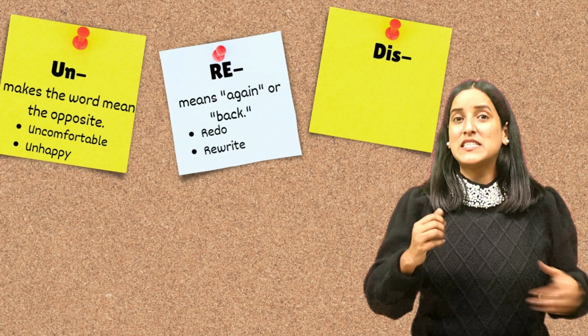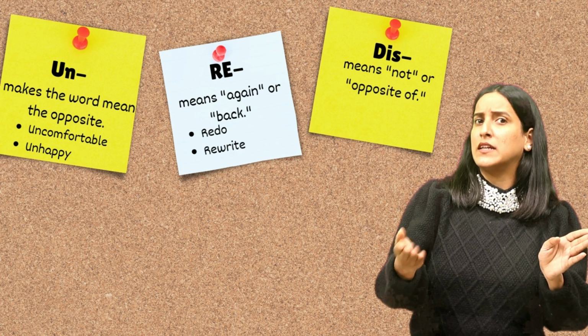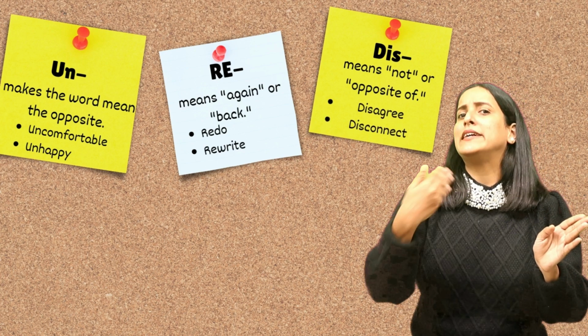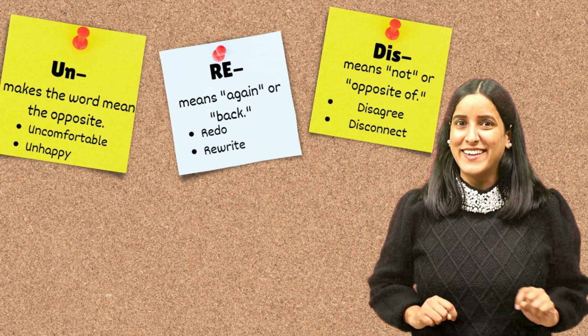Yes, let's look at the third prefix, which is this. Now, this prefix means not or opposite of. For example, agree becomes disagree, like I don't agree with you, I disagree with you. Connect becomes disconnect, which means not connected, right?